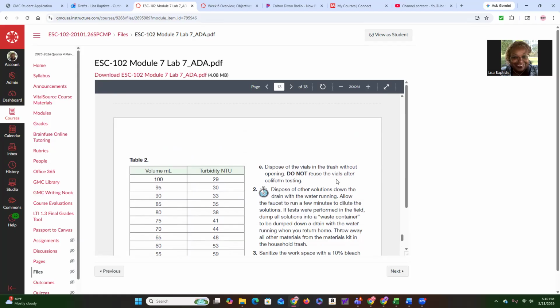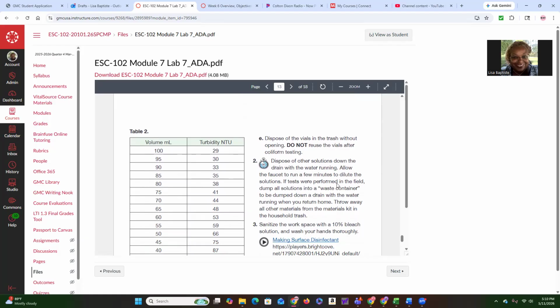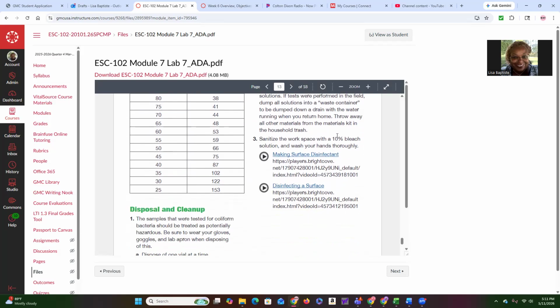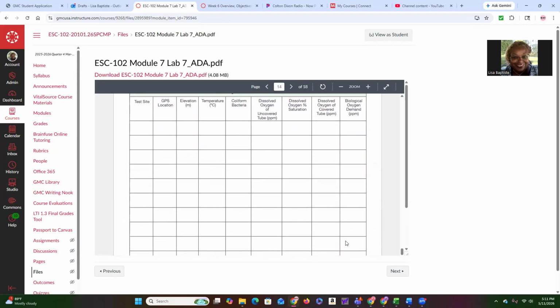Do not reuse the vials after coliform testing. Dispose of other solutions down the drain with water running. Allow the faucet to run a few minutes to dilute the solutions. If tests were performed in the field, dump all solutions into a waste container to be dumped down a drain with the water running when you return home. Throw away all materials from the materials kit in the household trash. This shows you how to sanitize your workspace. Make sure you wash your hands thoroughly after performing this activity.